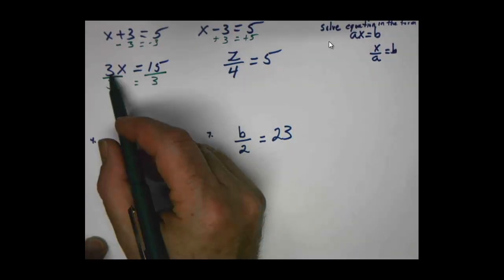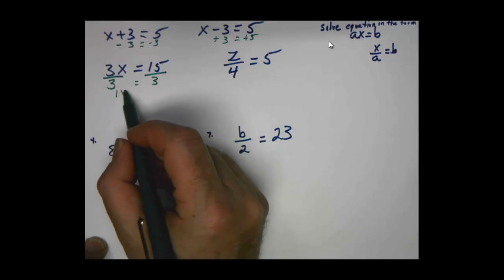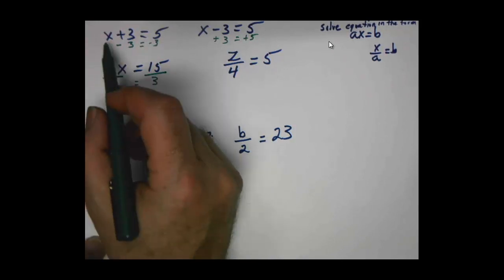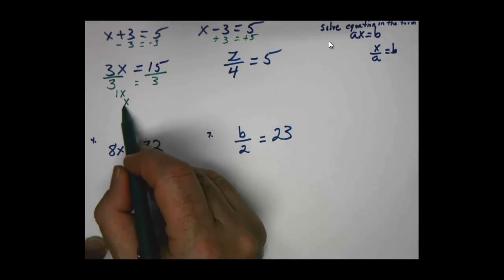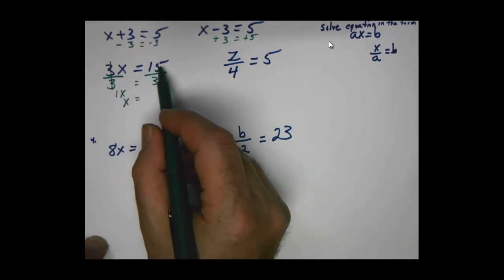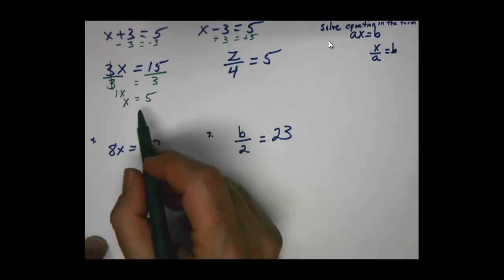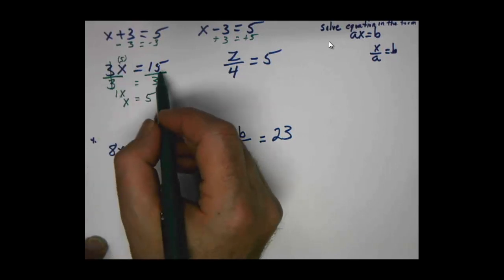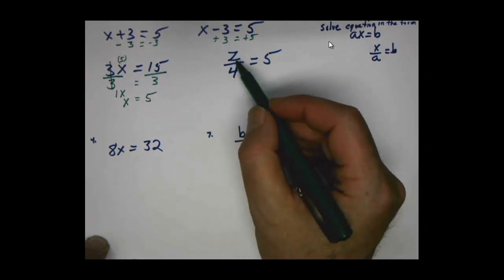Well, how many 3's in 3 when we divide? Well, 1. So we're left with 1x. We really don't need to write the 1 in front because we know that this is 1x up here. It's the same principle. So basically, we're just left with x. These cancel. And how many 3's in 15? 5. So then we plug it back in as a quick check. 3 times 5 is 15. We know we're good.